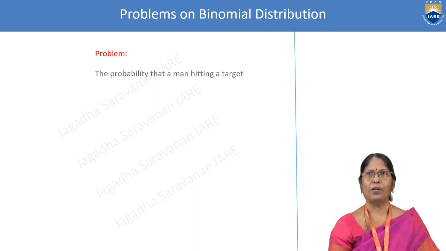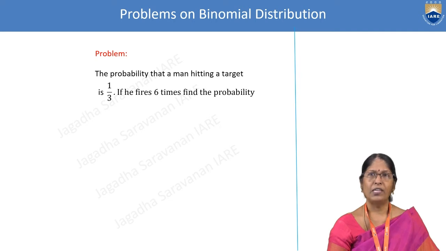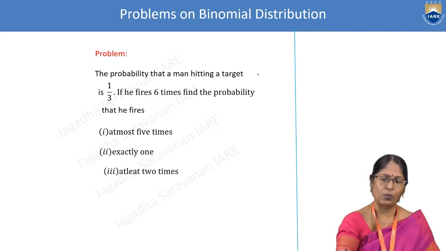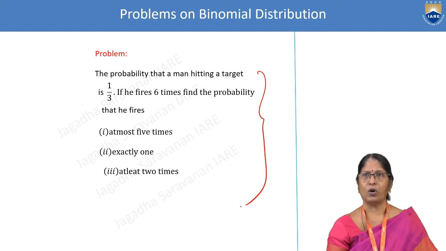We will do the problem. The probability that a man hits a target is 1 by 3. If he fires 6 times, find the probability that he hits the target at most 5 times, exactly 1 time, and at least 2 times. Now, this is the question we have to solve.